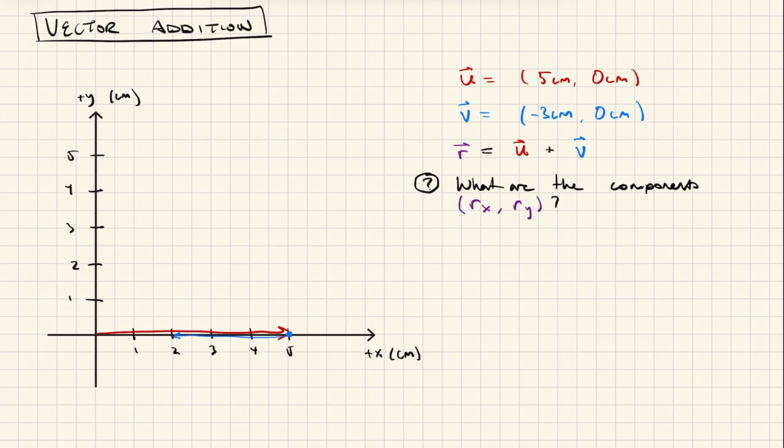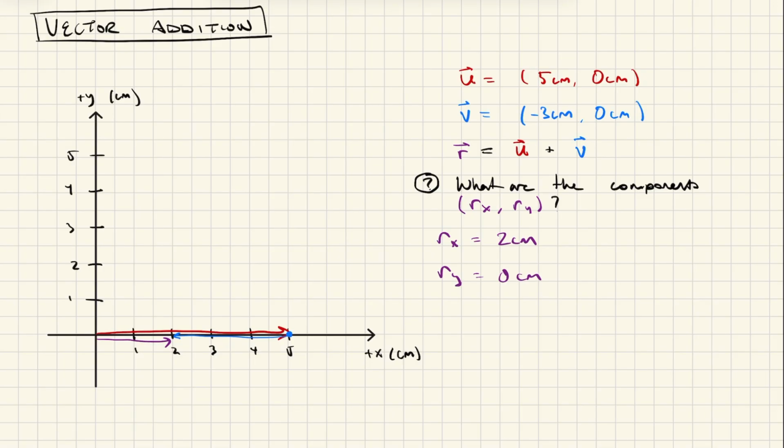And so then if I want to draw my resultant vector r, I know that it is going to start where my first vector started, right here at the origin, and it's going to end where my second vector ended, which is right here at the end of v at the 2 centimeter mark. And so then my final vector r looks like that. From this picture, we can tell that the x component of r, rx, is just 2 centimeters. And ry is 0 centimeters.